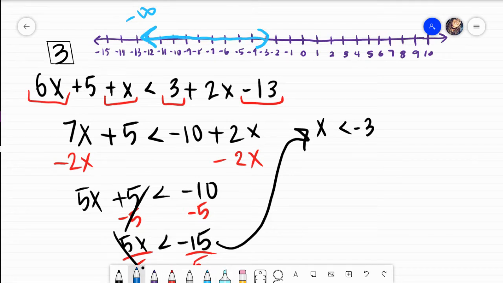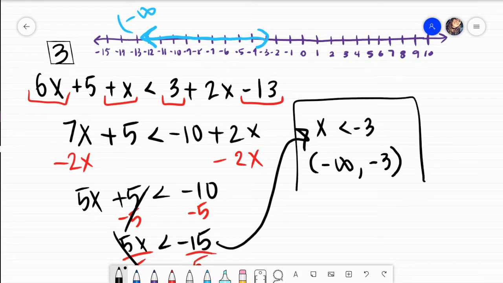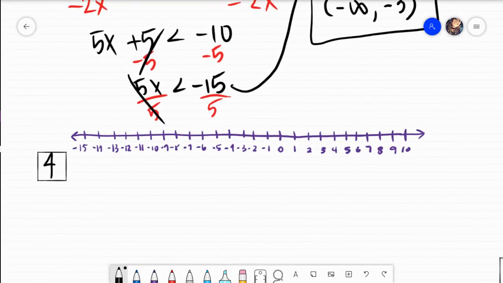Oh, hello. Not the same color. There we go. So now let's actually bring all of that down. I get parenthesis, negative infinity, comma, negative 3, parenthesis. One is an inequality, the other one is interval notation. Right above us is the graph.